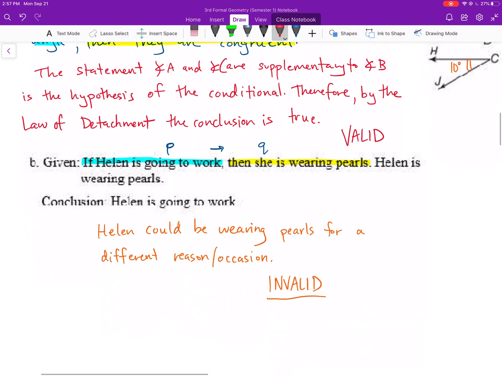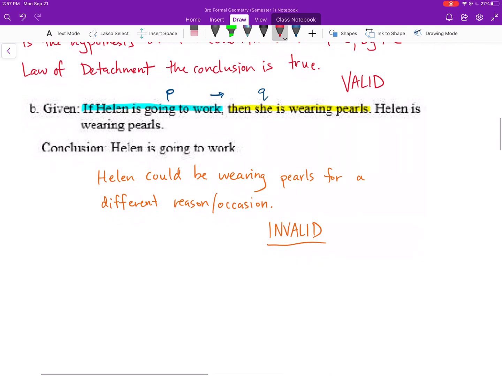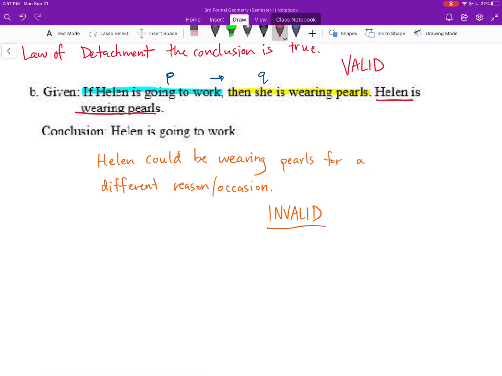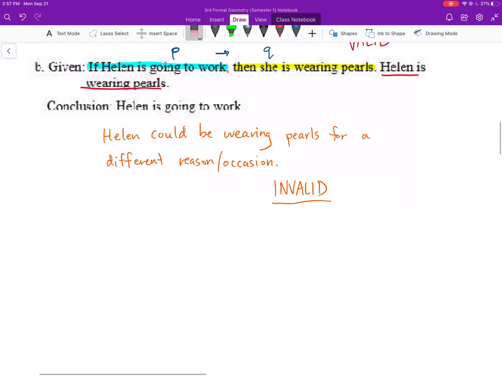All right, so we're going to go down here to example B. If Helen is going to work, that's my P, then she is wearing pearls, that's Q. So then it starts off with Helen is wearing pearls, which is my Q. Well, we can conclude that Helen could be wearing pearls for something else. So this would be an invalid conclusion. We cannot use the law of detachment in this case. You want it to match. This one should have started with Helen going to work, then we could have made a conclusion. But because it did not, it's not going to work.